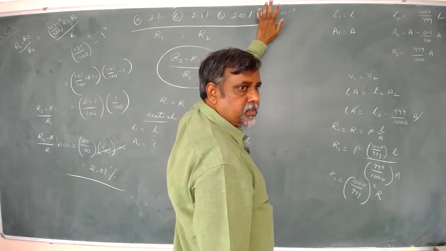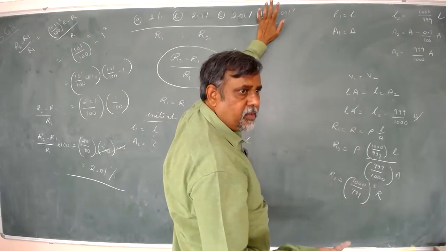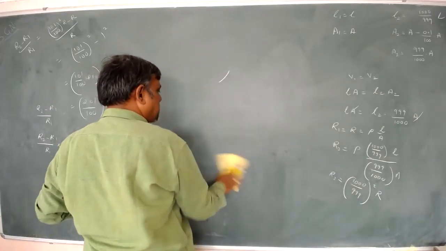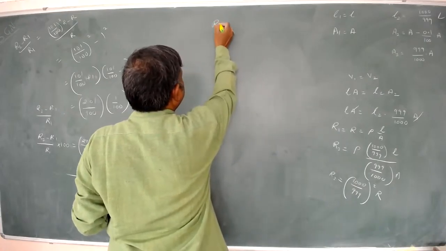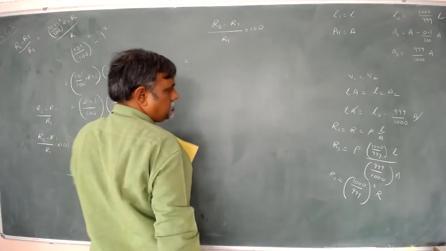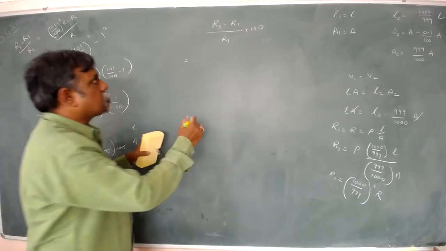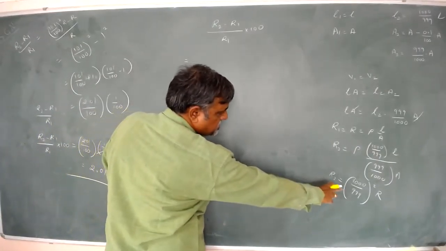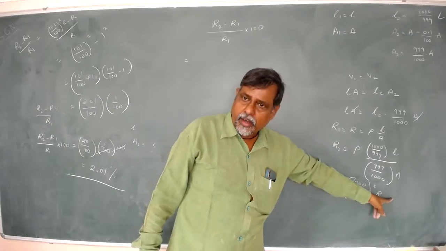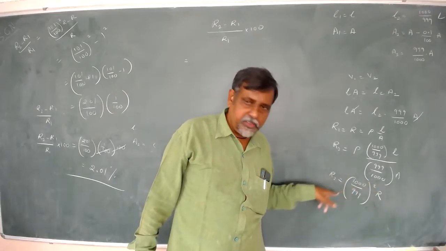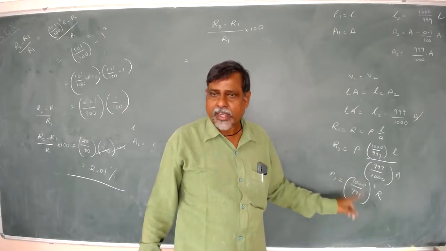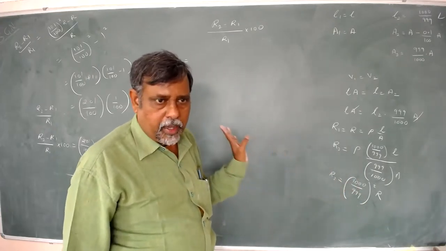Any difficulty till here? Very simple. Now, percentage change in resistance is R2 minus R1 divided by R1, into 100. Some of the steps we have to think in the mind only. So in the numerator, when you take R as common, it cancels with the denominator R.